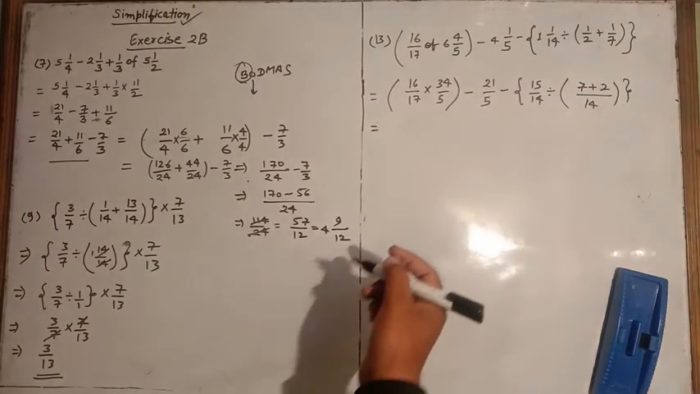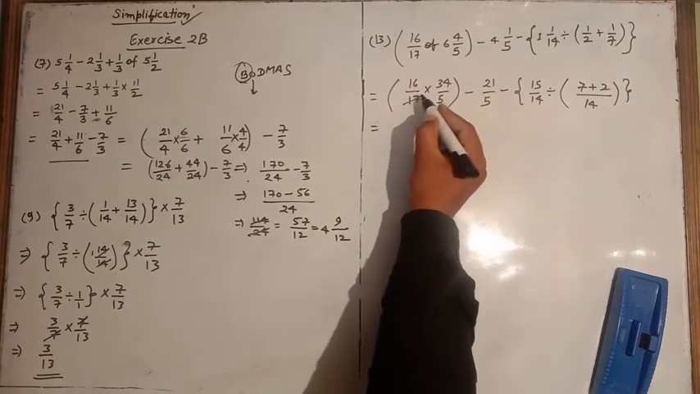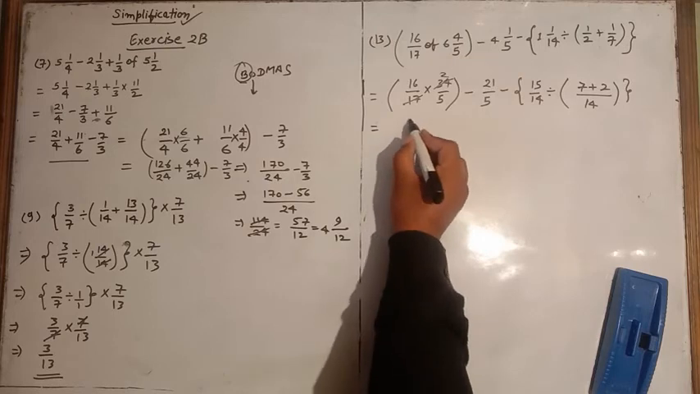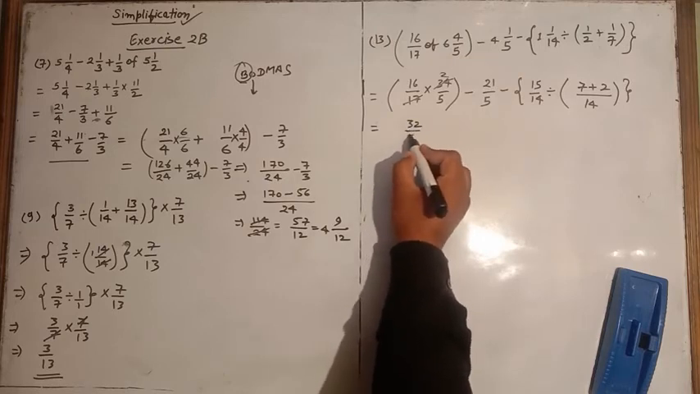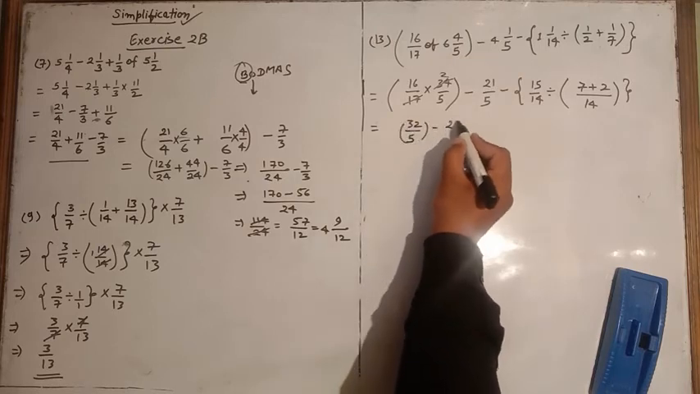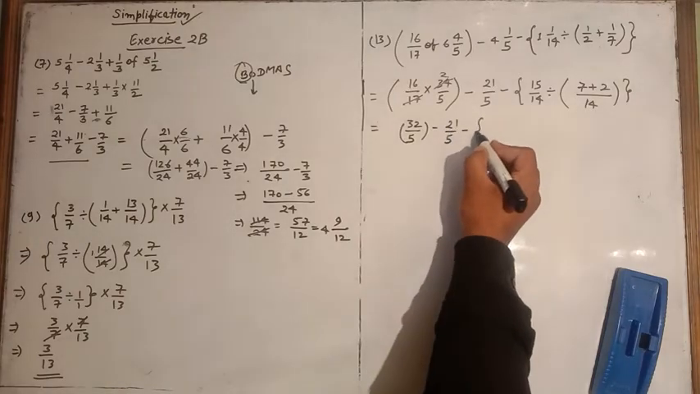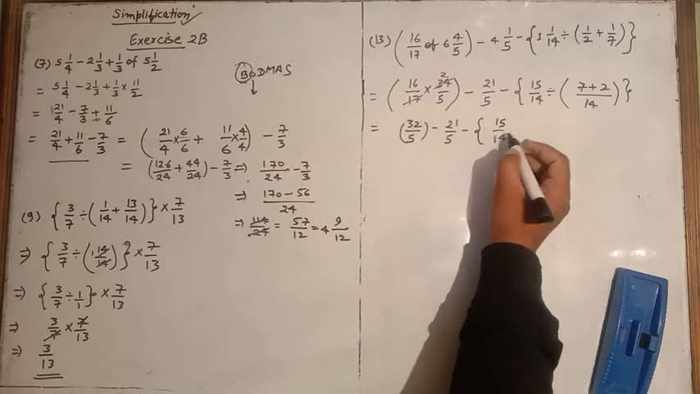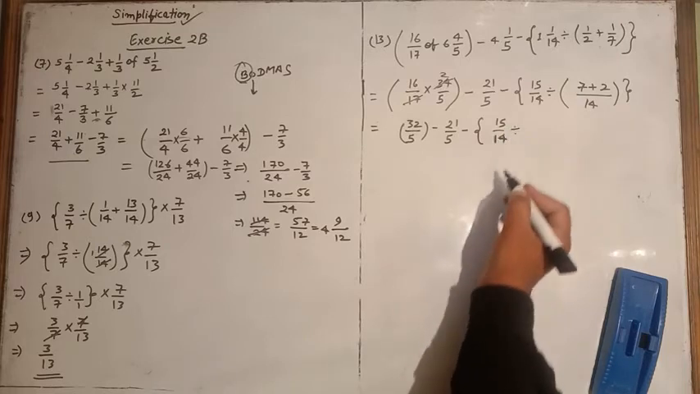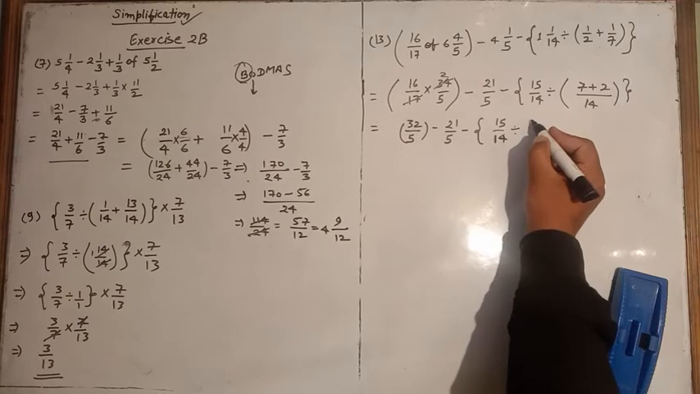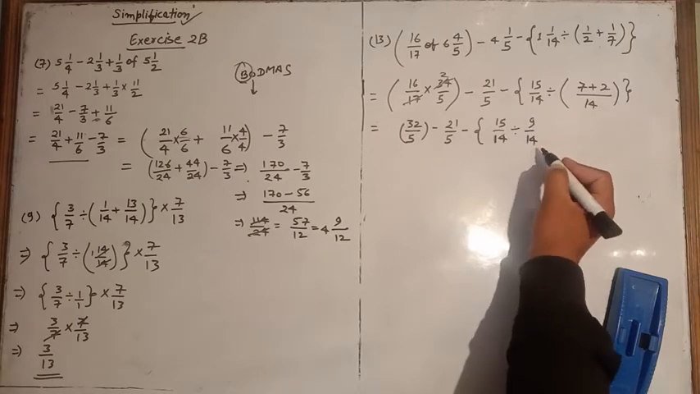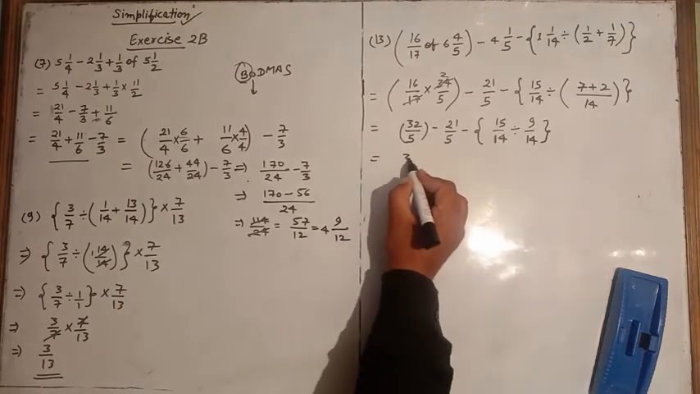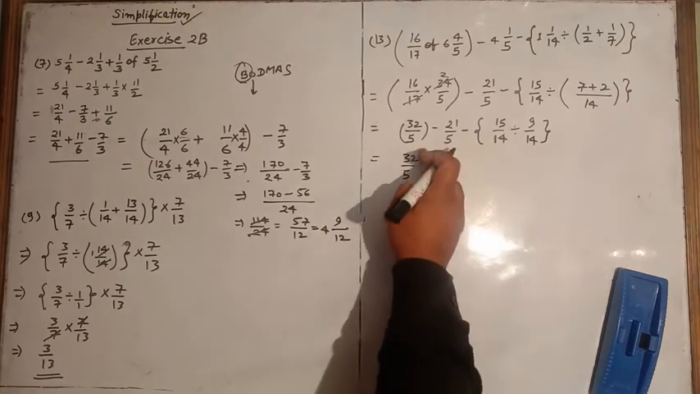Now you can check from here, 17 twos are 34 and others not, 16 twos it will become 32 upon 5 minus 21 over 5 minus inside curly bracket you will write 15 over 14 divided by what, 7 plus 2, 9 upon 14 it will become, and curly bracket you will close. Now it will be equal to 32 upon 5. Now it is fully solved.